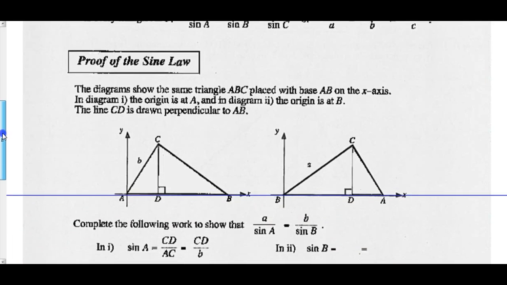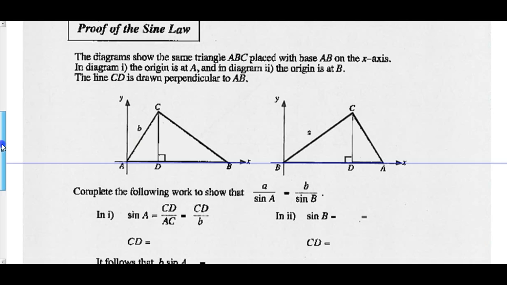So here's the proof of the sine law. The diagram shows the triangle ABC placed with base AB on the x-axis. In diagram 1, the origin is at A, and in diagram 2, the origin is at B. So here's diagram 1. Here's diagram 2.